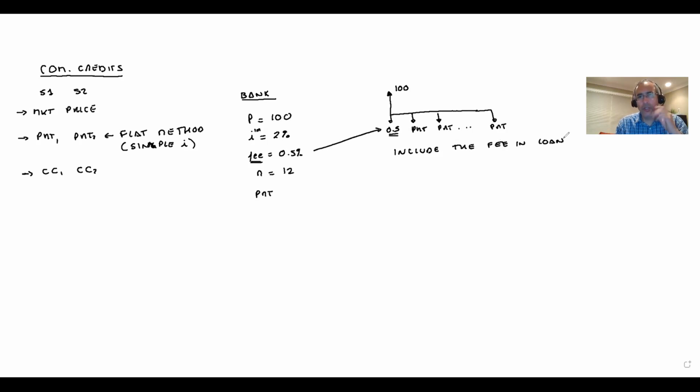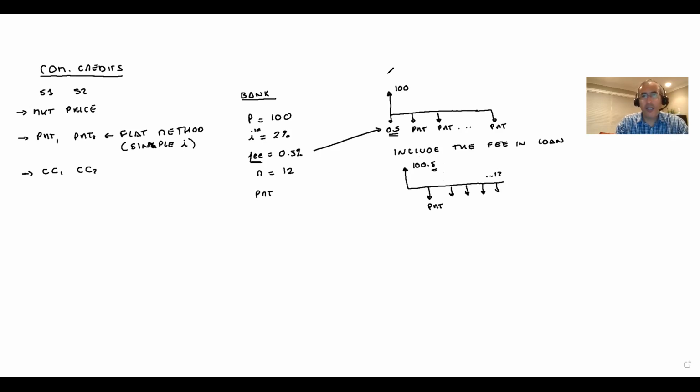Now, if we want to include the fee in the loan, the intuition says, okay, you know what, give me 100.5, and then this payment here, as soon as I'm including the fee as part of the principal that I will get, will include this number here. Okay? So this looks good. And we have 12 periods.